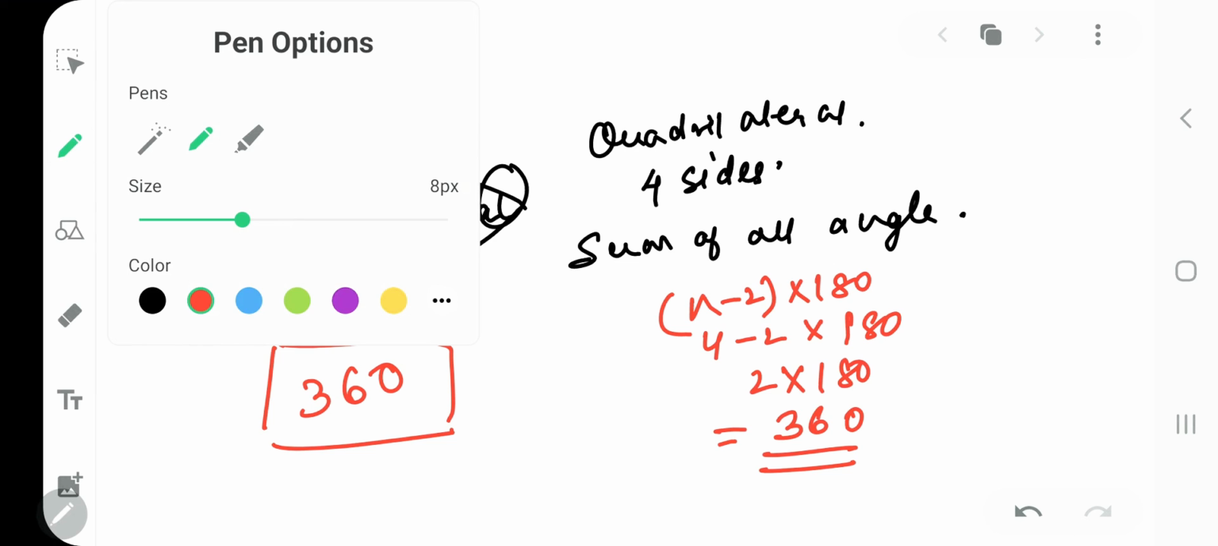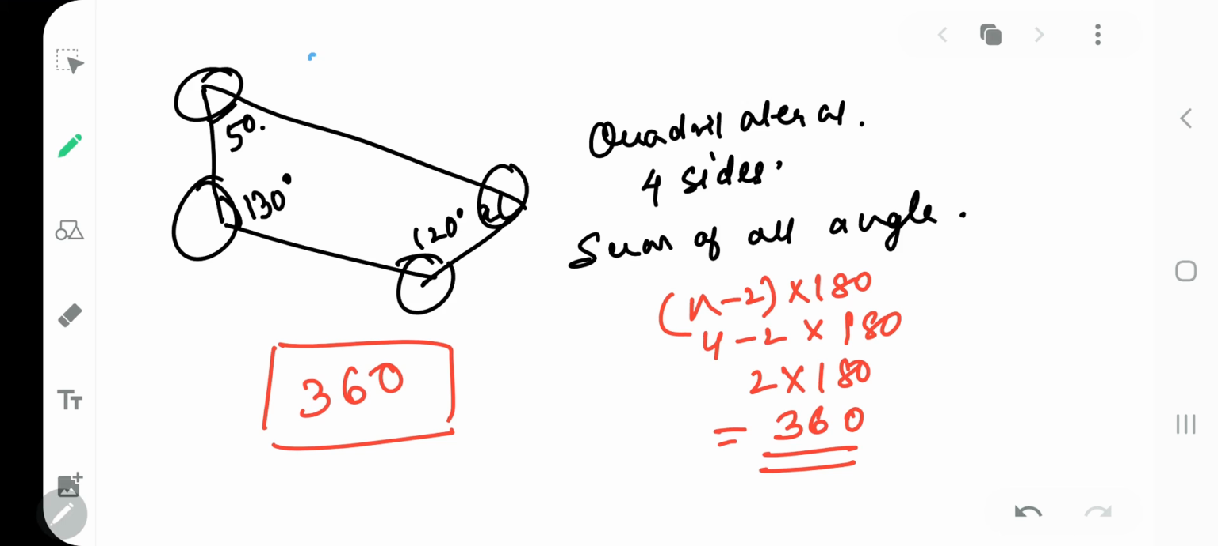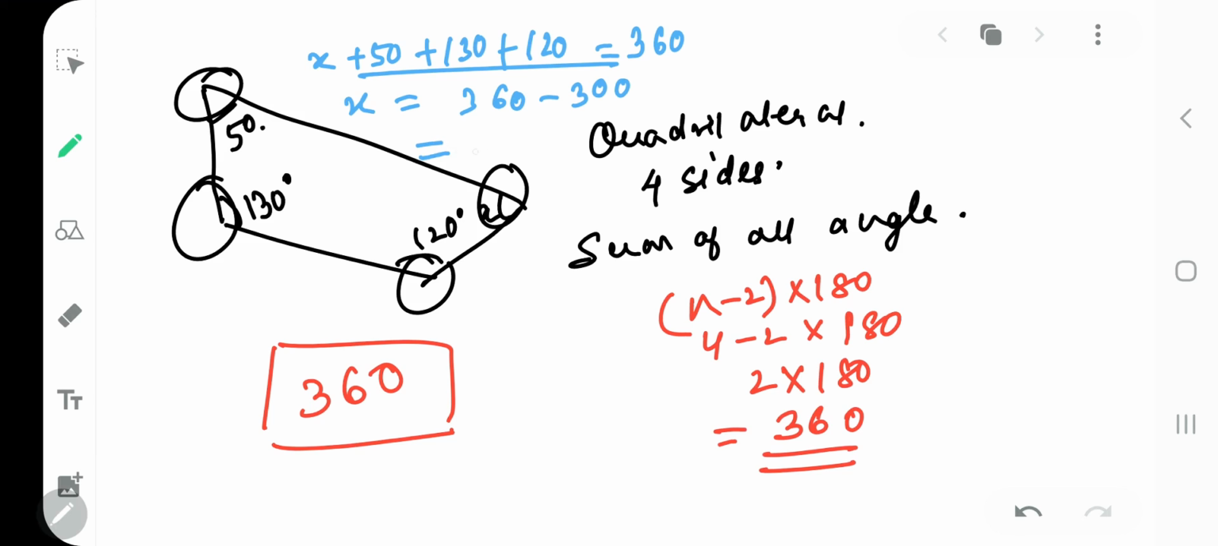How easy? Because we have to just write x plus 50 plus 130 plus 120 is equal to 360. Add all this. Keep this x here. Yes, my dear kids, can you do that? And 360 minus 300, that will be your 60. So you got the value of x as 60 degrees. Clear? Your next is B. We will do it.